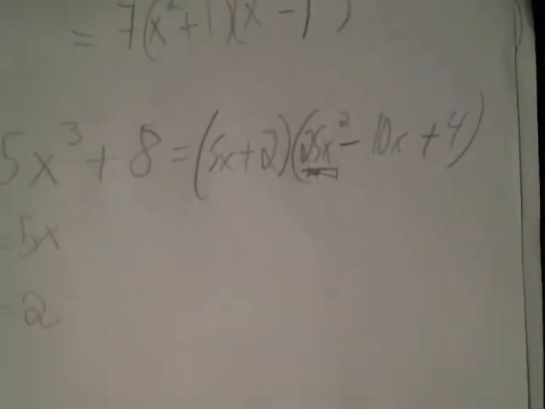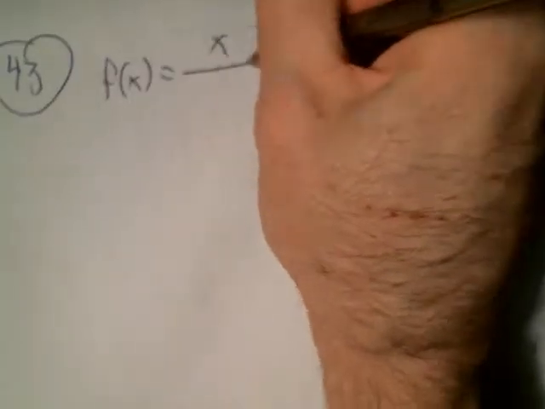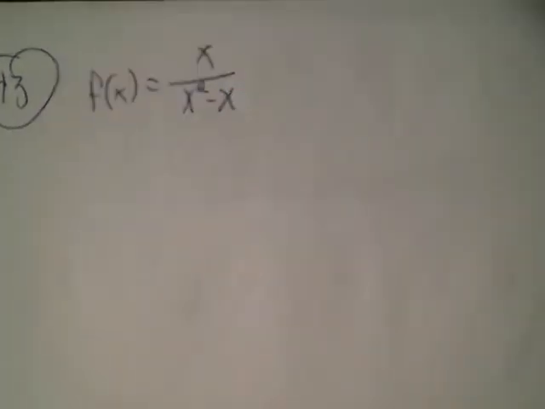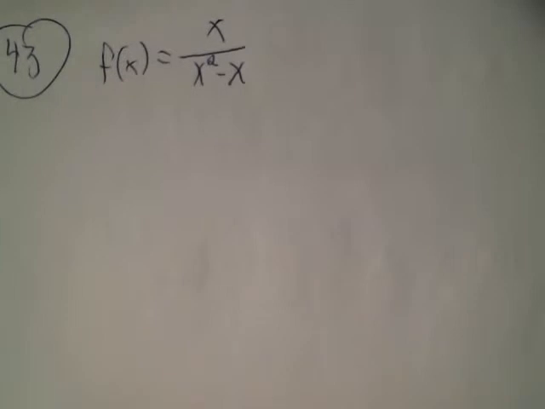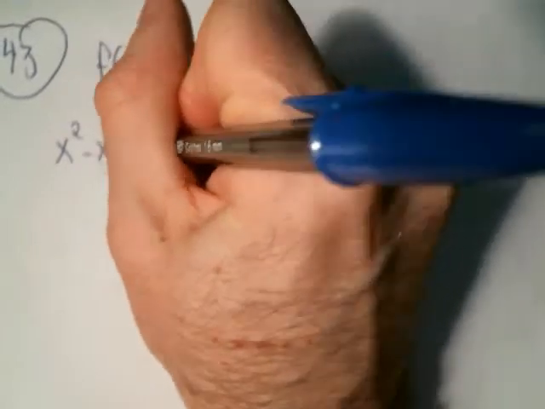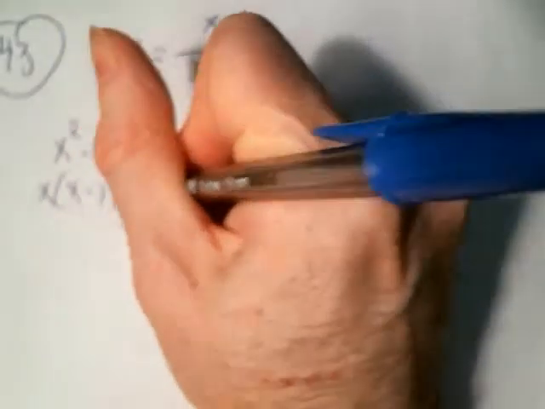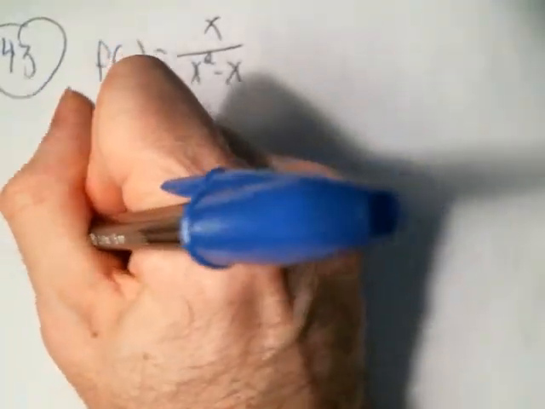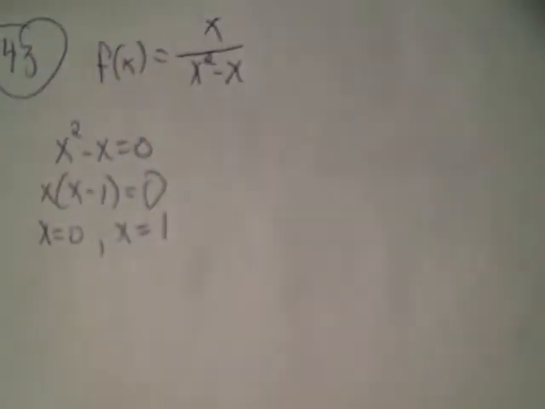Okay, so let's take a look at some examples from the book. Number 43: they're looking for you to identify the discontinuities and then tell if they're removable or not. So we have f of x equals x all over x squared minus x. You're going to have discontinuities where the denominator is equal to 0. So you take the denominator and set it equal to 0, and we have x times x minus 1 equals 0. And so x equals 0 or x equals 1 are the discontinuities.